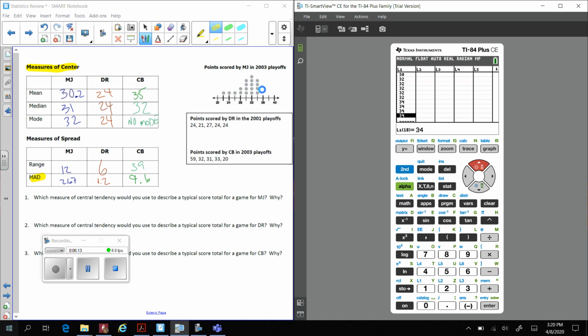I want to do them more in class if we were in class, because if you didn't understand, please press pause, rewind, watch it again. The steps are all there. Stat, edit, enter in numbers.